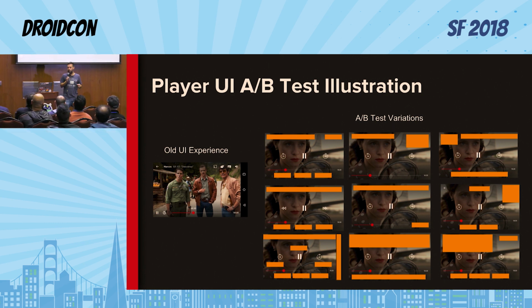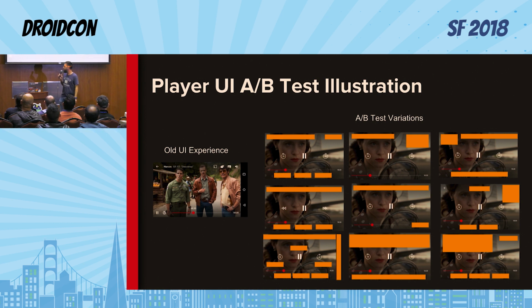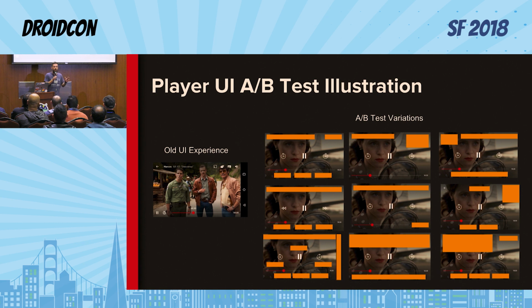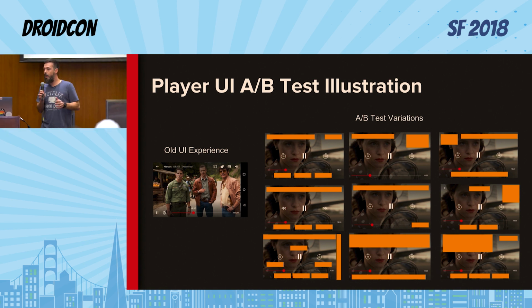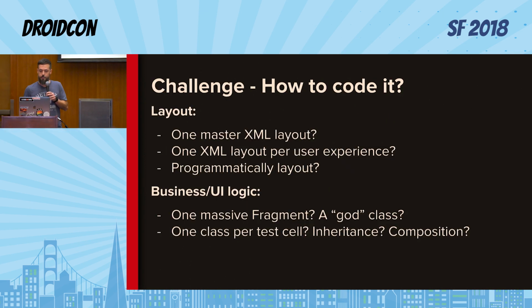And one difficult part about that is, if you look at these illustrations, the orange boxes are UI elements that we need to move around. We need to add new elements. We need to remove some. And it's a little bit complex to implement that because everything has to work, and we cannot break the existing experience that most of the users are using.